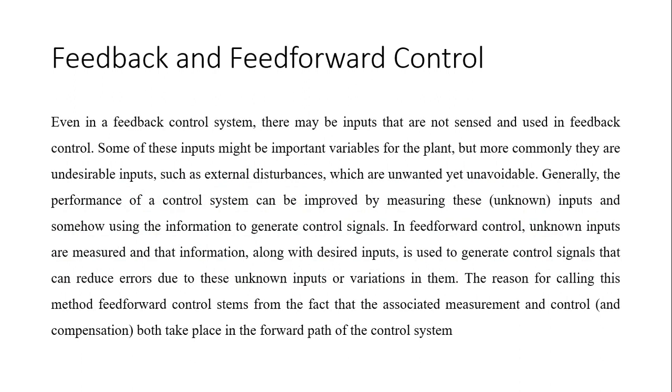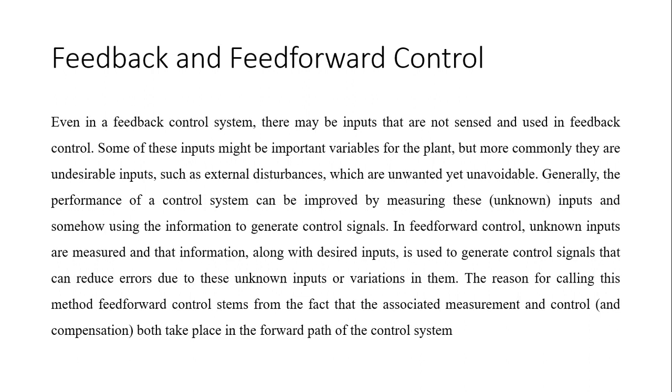Next, even in a feedback control system, there may be inputs that are not sensed and used in feedback control. Some of these inputs might be important variables for the plant, but more commonly they are undesirable inputs such as external disturbances, which are unwanted yet unavoidable. Generally, the performance of the control system can be improved by measuring these unknown inputs and somehow using the information to generate control signals.